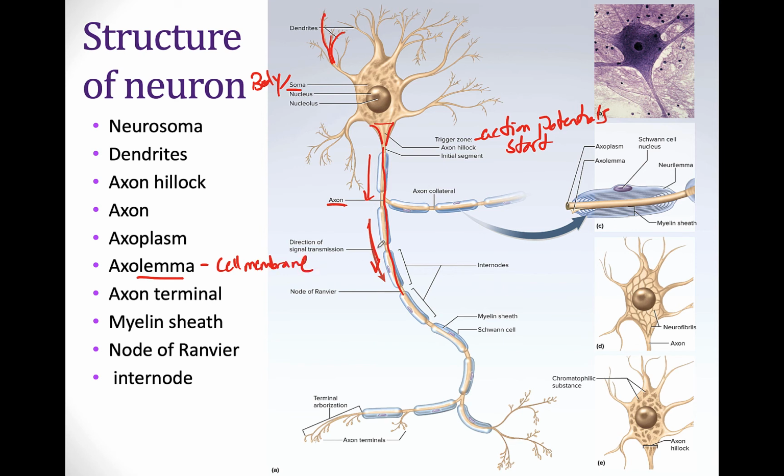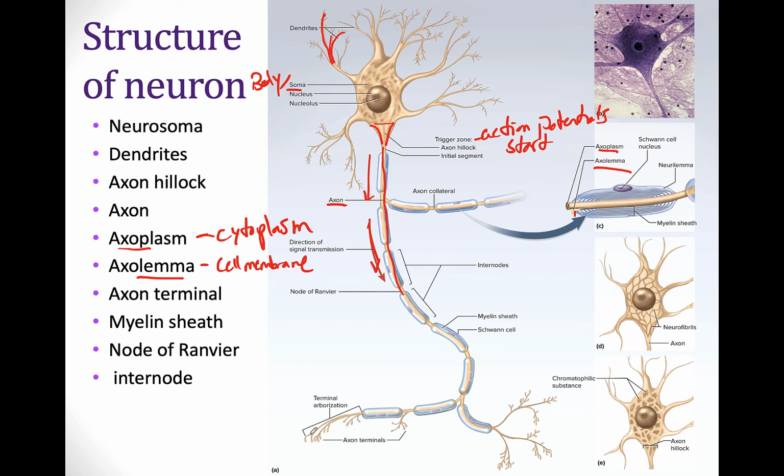Just like in muscles, it was called the sarcolemma. And so you can see that cell membrane right here. And then the axoplasm is the cytoplasm. And again, these are just getting special names for structures that you already know.